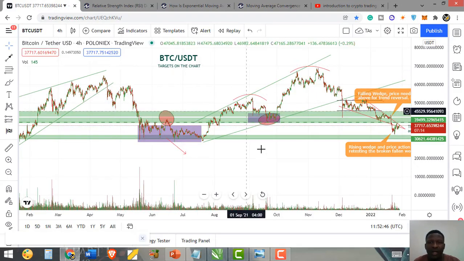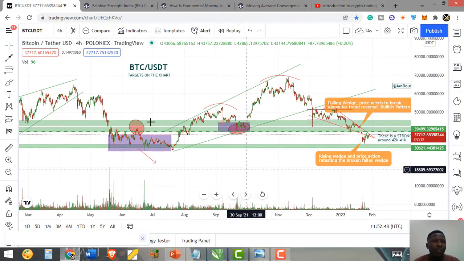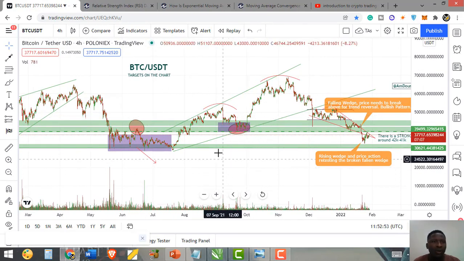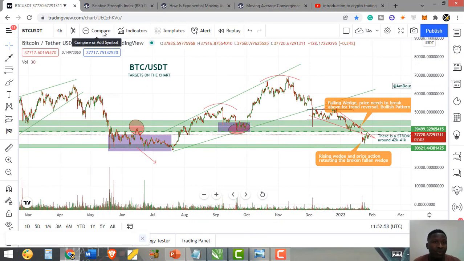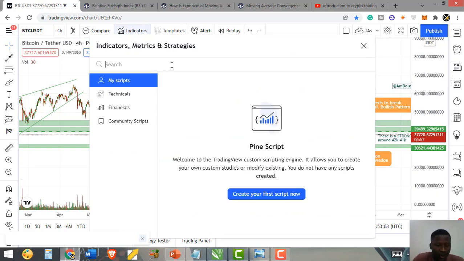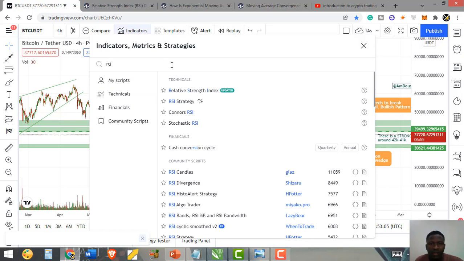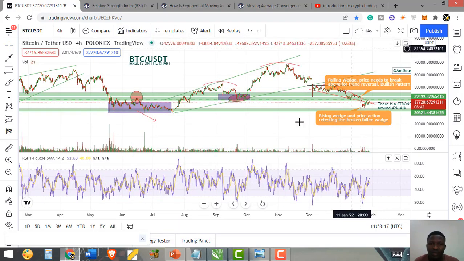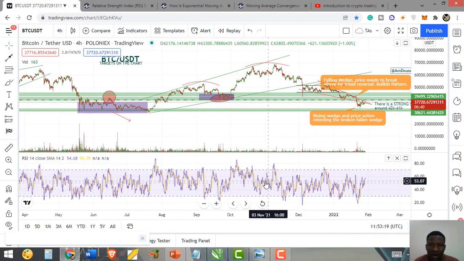Now this is a BTC USDT chart. So for you to pull out your indicator on the chart using TradingView, just click on indicator here, then type RSI. So you can see it here, the relative strength index. Click it. All right, so it has been added to the chart. So now this is your RSI.